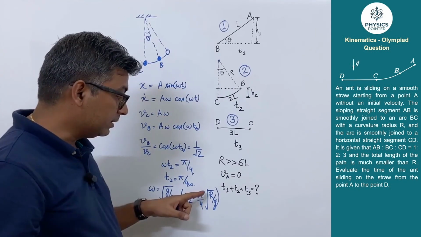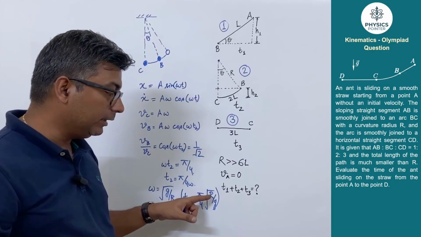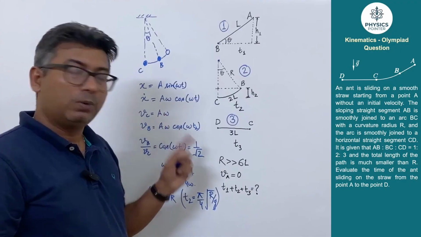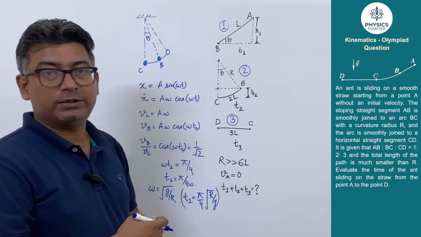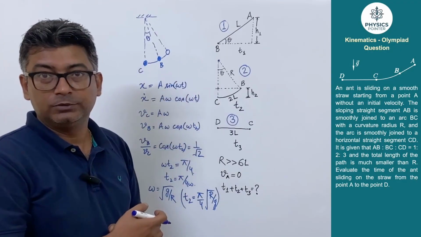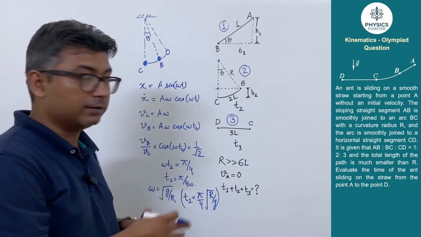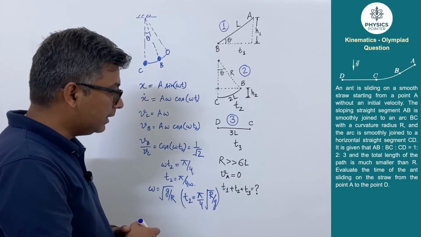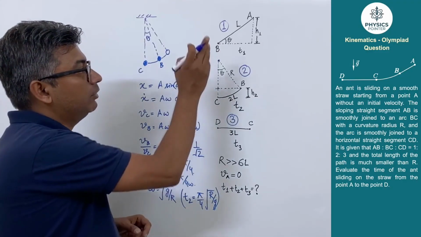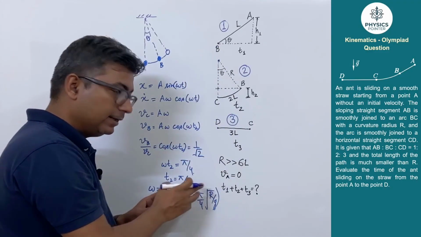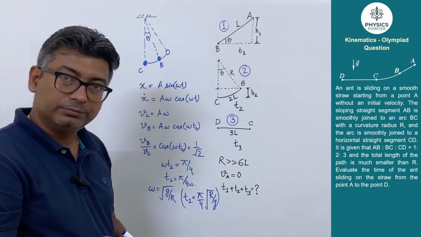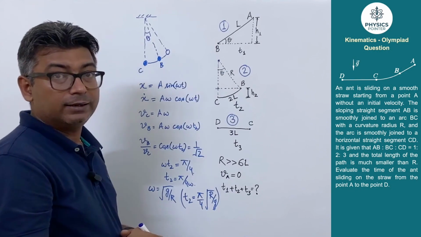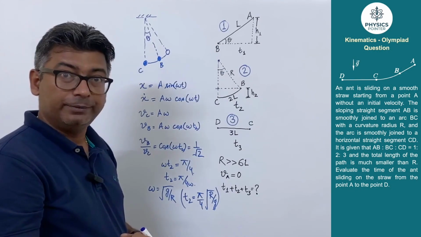Okay, now you can see that the value is only dependent on R and G, and R is the only data which has been provided in the question. Rest of it is in ratio. So L is not coming into the picture, theta is not coming into the picture. So you will get a similar expression for T1 and T3 in terms of R and G. So what is that value? Comment. Okay, so we can calculate the total time. Okay, thank you.